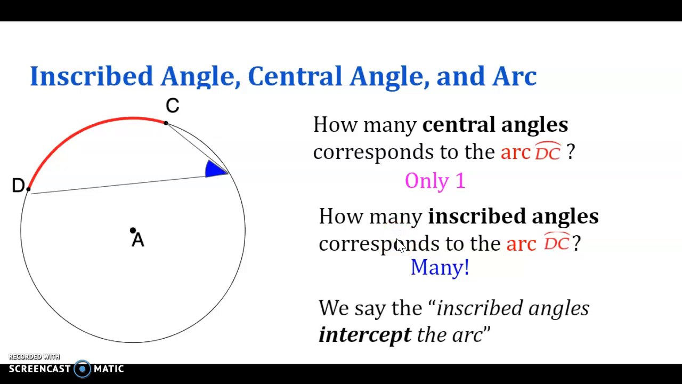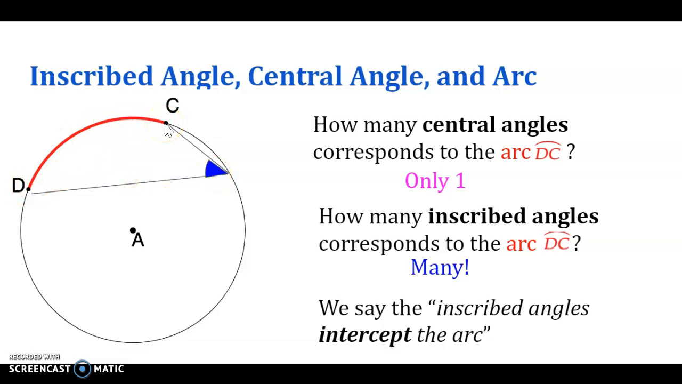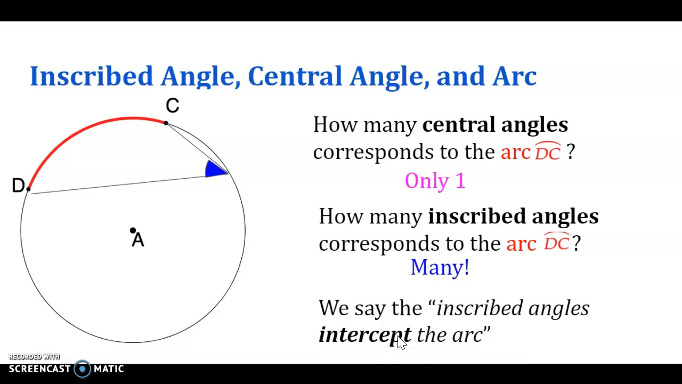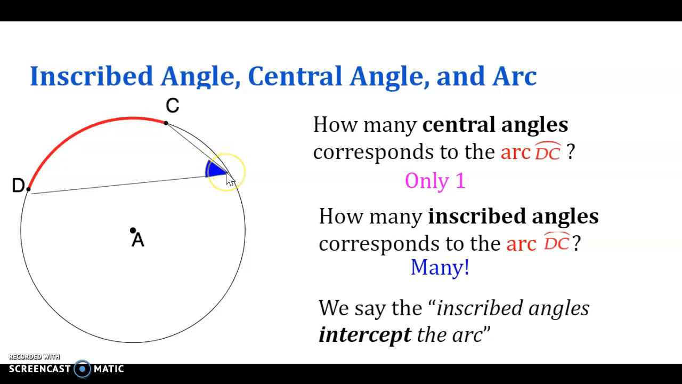So, we say that inscribed angles intercept the arc. This inscribed angle intercepts the arc DC. The word intercept is the same word used for x-intercept and y-intercept. Think about what x-intercept means: that's where the graph crosses the x-axis. In this case, this is where the vertex is touching the circle. So the inscribed angle intercepts the arc.